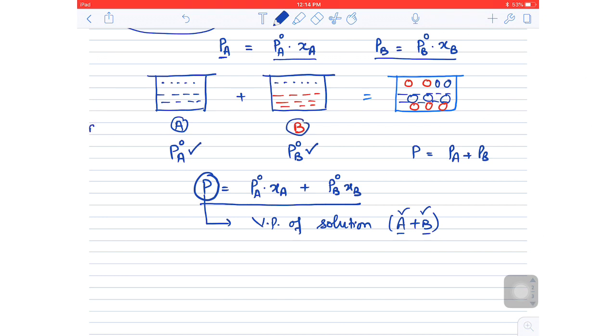This is before mixing, and this is after mixing. So according to Raoult's law, P, the total vapor pressure of the solution formed by mixing A and B, will be equal to P naught A XA plus P naught B X of B. So this was the discussion about Raoult's law.